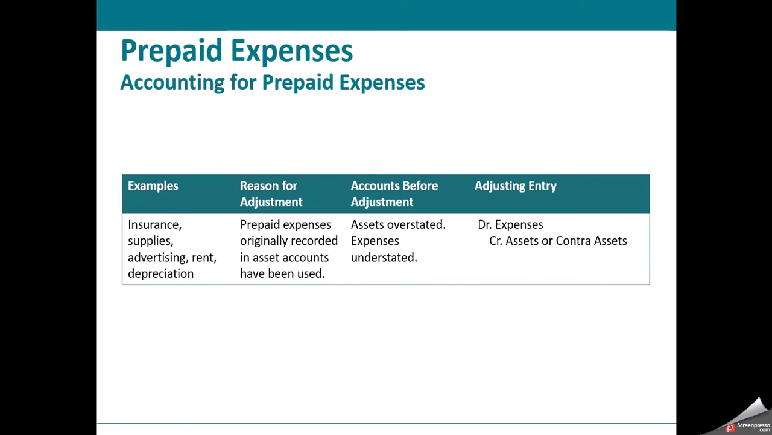So again, here's a little summary of all the different prepaid accounts that we could have, why we adjust them, and what happens if we don't adjust them. If we don't adjust them, our assets are overstated and our expenses are understated. So we need to charge it to expense and reduce those assets.